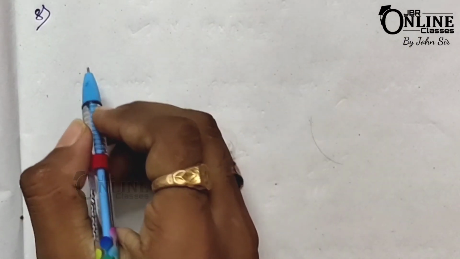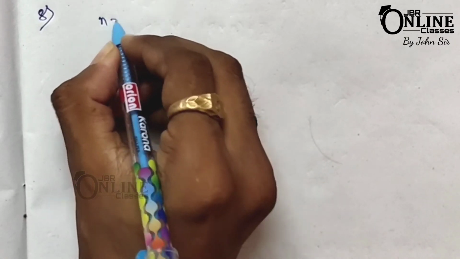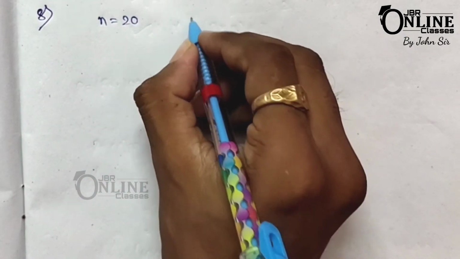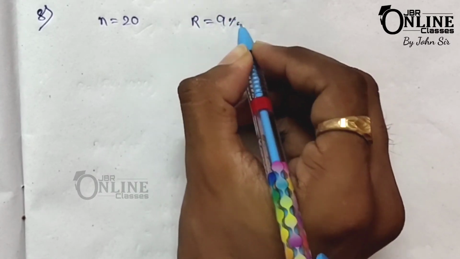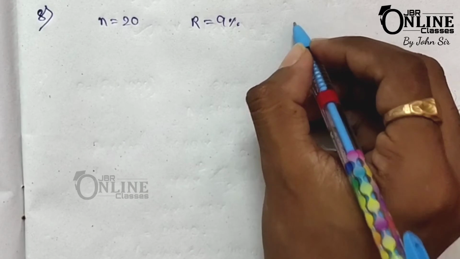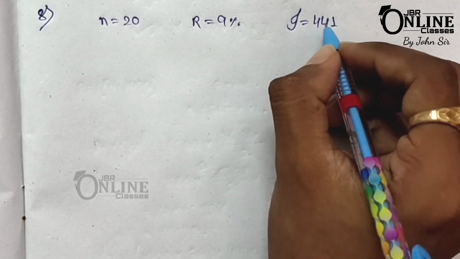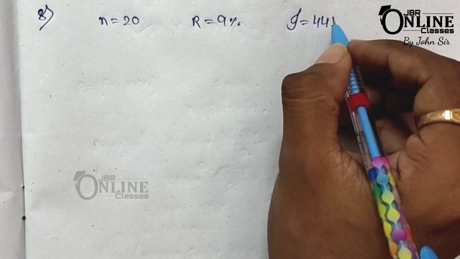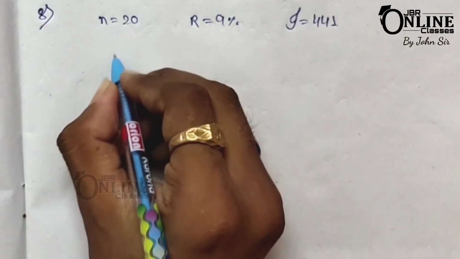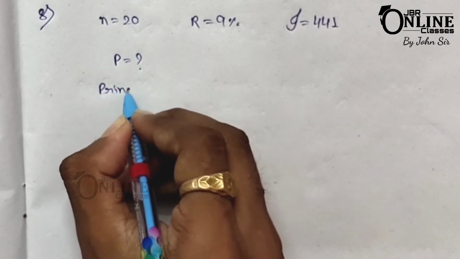Next, sum number 8. Rekha opened a recurring deposit account for 20 months. So here n equals 20. The rate of interest is 9%, so r equals 9%, and Rekha received rupees 441 as interest. So here interest equals rupees 441. Now you have to find out the amount Rekha deposited each month. That means you have to find out the value of P. So first find out the total principal.